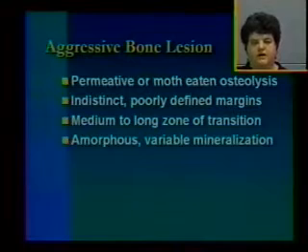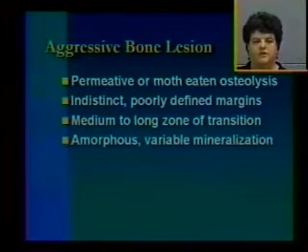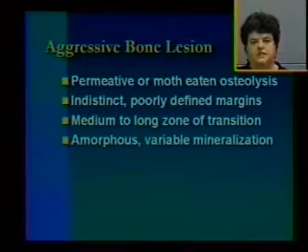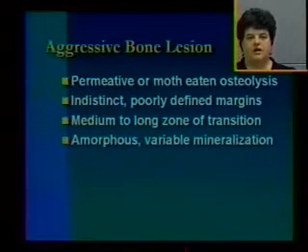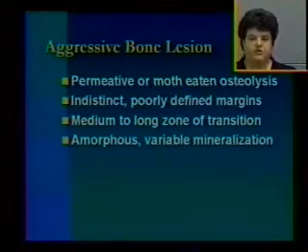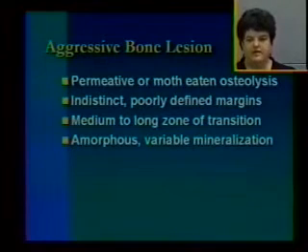So if we look at very aggressive lesions, such as a primary malignant bone tumor in a dog, then you're going to see permeative or moth-eaten osteolysis, which are little holes or just slightly bigger holes with irregular margins being punched into the bone. We'll also have, as I said, indistinct and poorly defined margins to this area. Typically, you're going to have a medium to long zone of transition to normal bone in the limb. And the new bone that's formed, instead of being smoothly marginated and of similar opacity throughout, is going to be amorphous in appearance and have a variable degree of mineralization.